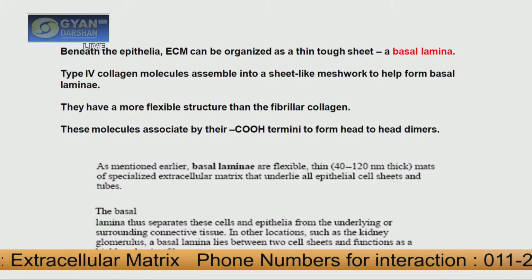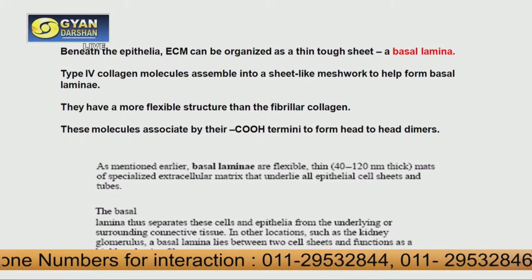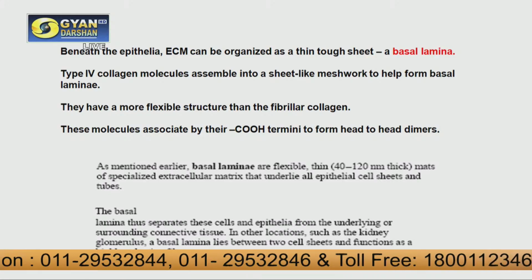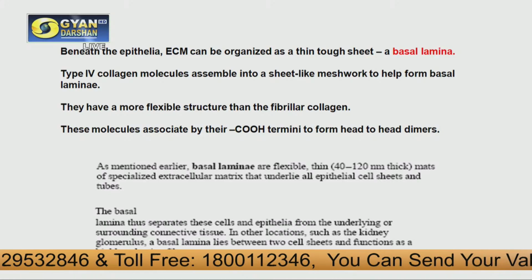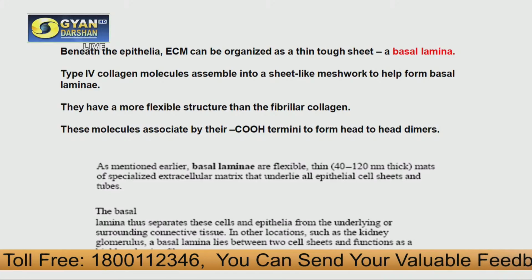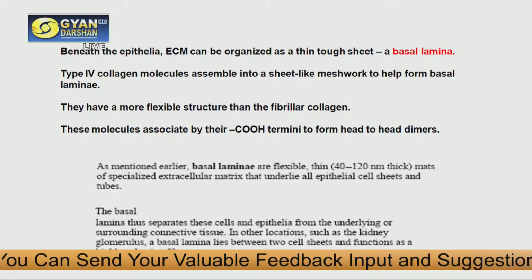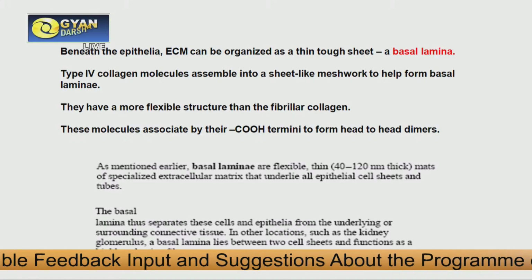So in basal lamina you have the type 4 collagen, but apart from that you have some other proteins also, and that is laminin, which we are going to discuss now. They have a more flexible structure than the fibrillar collagen. These molecules associate by their carboxyl termini to form head-to-head dimers.